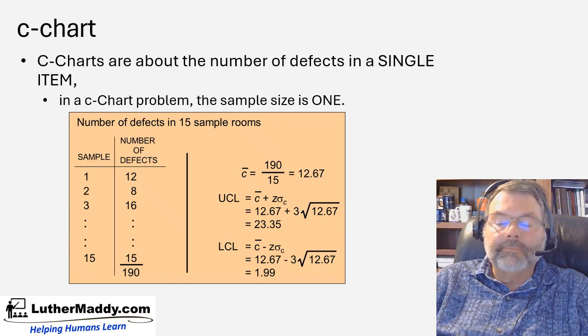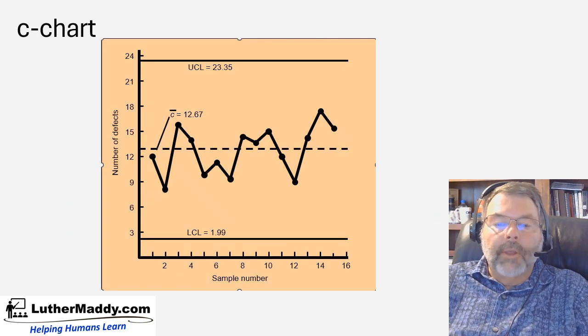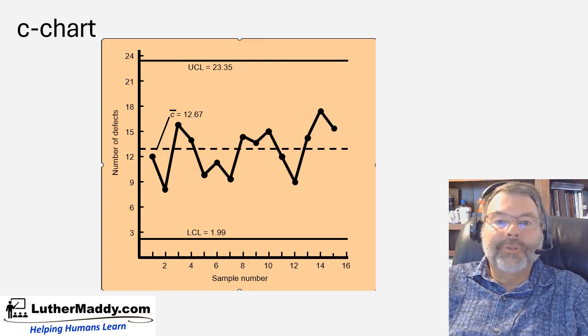All right, here's the chart with that example data I was describing here. We have the number of defects computed for each of the samples that we took. And in this case, we're well within tolerance. We haven't even gotten close to the 23.35 upper control limit.